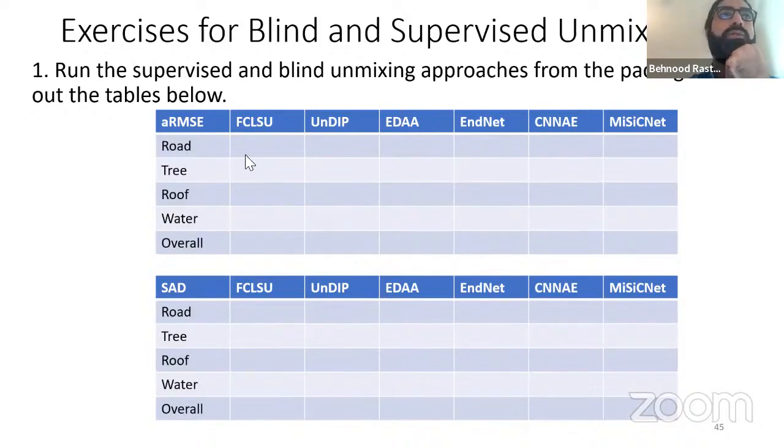So what you need to calculate, I think we set up everything for you, is abundance RMSE for different materials. The notebook is set for the Apex dataset, in which we estimated 3-4 materials: road, grass, roof and water in that image. You can fill in the abundance RMSE error for each material independently for the different methods, and also the overall abundance RMSE, and do the same with SAG when you're running the method. That would be the first exercise.